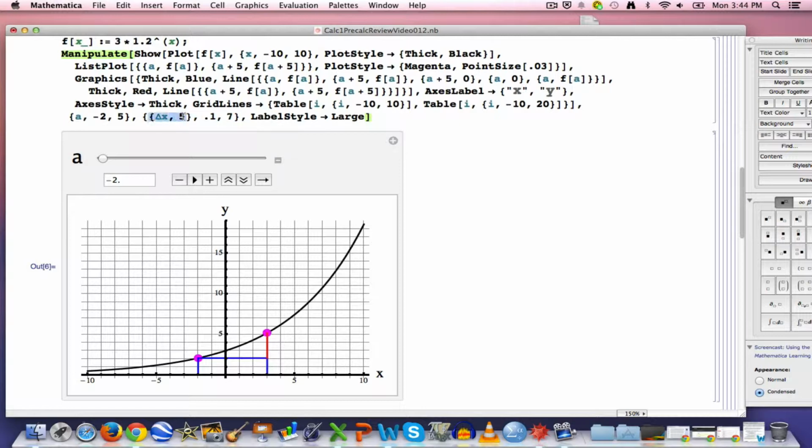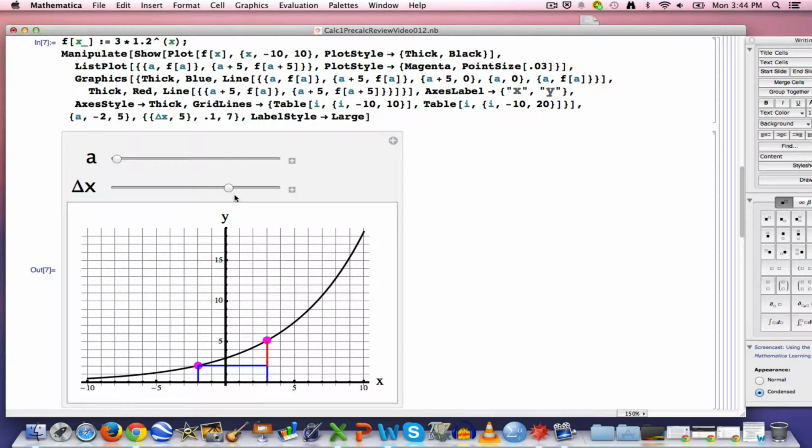By putting a 5 in here like this, that's going to start the value of delta x at 5, just like it was before. But this is going to allow me to go as low as 0.1 or as high as 7. Let's enter this. Hopefully you understand, though, that if I move the slider, nothing will happen. Why? Because there's no delta x's up here within the show.